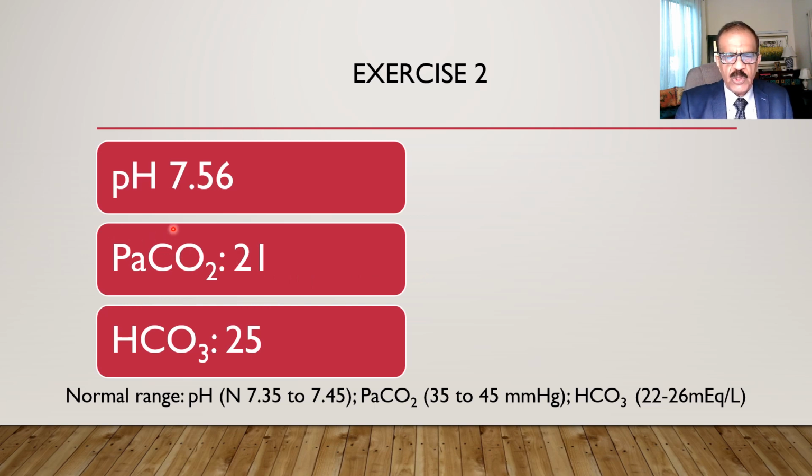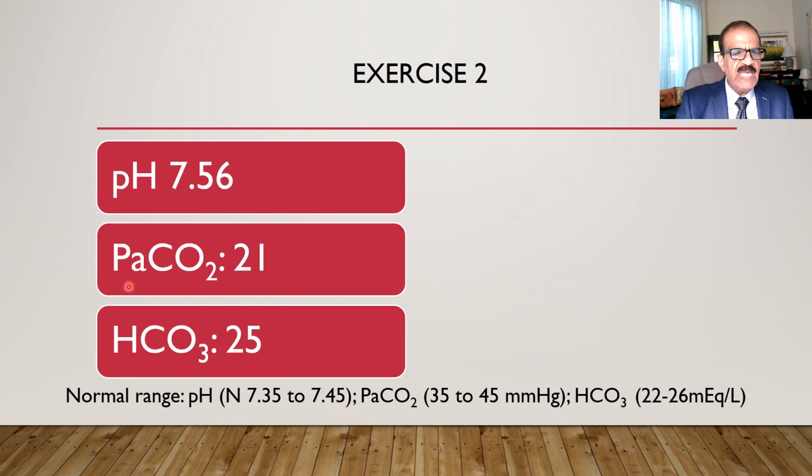Somebody has pH of 7.56 and PaCO2 of 21 millimeter of mercury and HCO3 25 millimoles per liter. So what is the primary disorder? Is it alkalosis or acidosis? It is more than 7.45, so it is alkalosis.